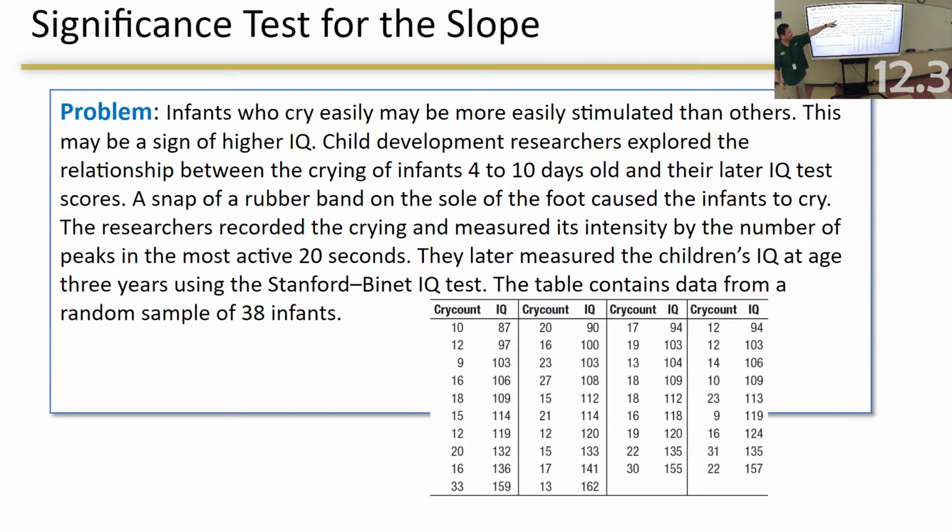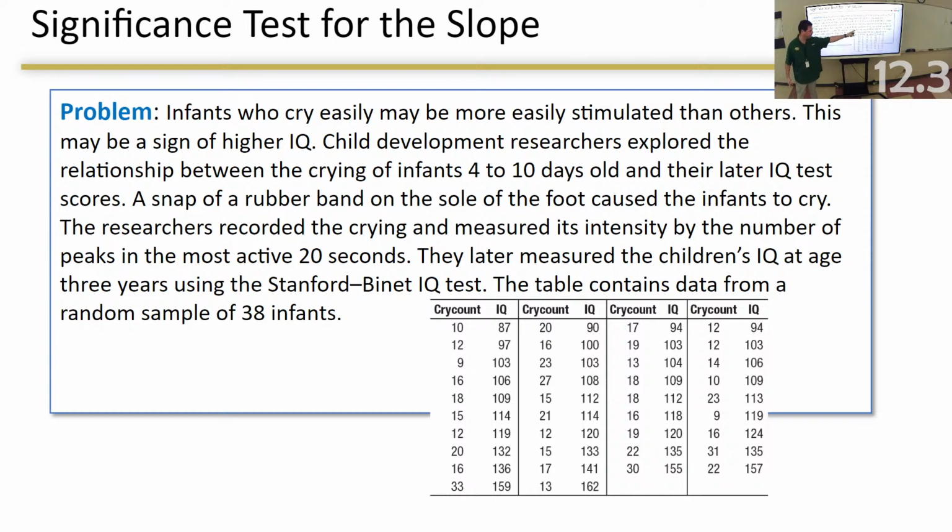Infants who cry easily may be more easily stimulated than others. This may be a sign of higher IQ. Child development researchers explore the relationship between crying in infants 4 to 10 days old and their later IQ test scores. A snap of a rubber band on the sole of the foot caused the infants to cry. That's sad. That's mean. Oh well. Researchers recorded the crying measures.